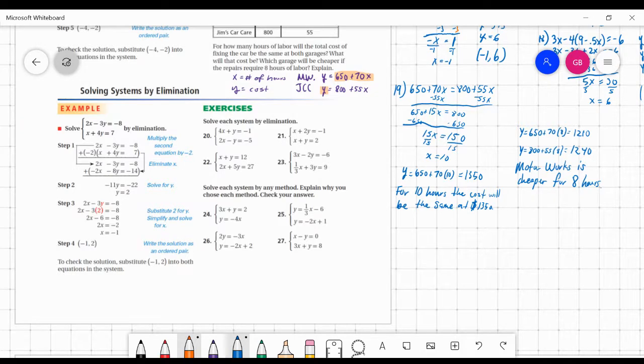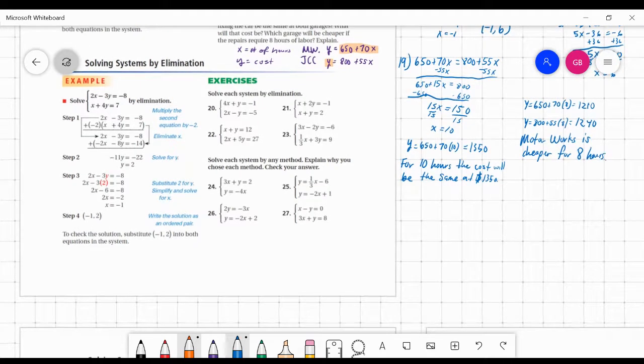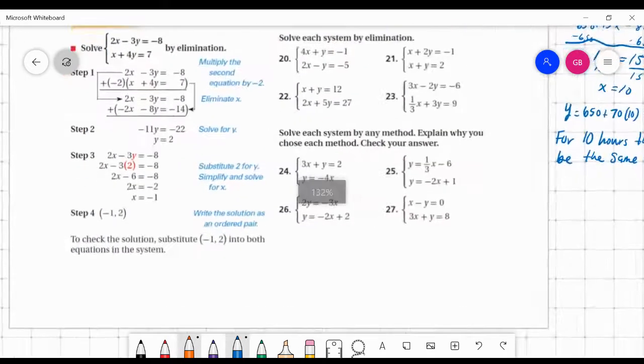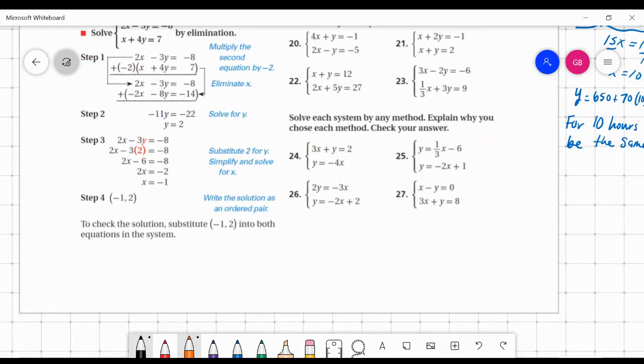Okay. And then the second part of this page, you have practice on solving by elimination. Okay, solving by elimination. So this is when you stack up the equations and you add them or subtract them. So you could eliminate a variable, solve, and then solve for the other one. So for number 20, since you have a positive and negative y, you go ahead and eliminate the y's.